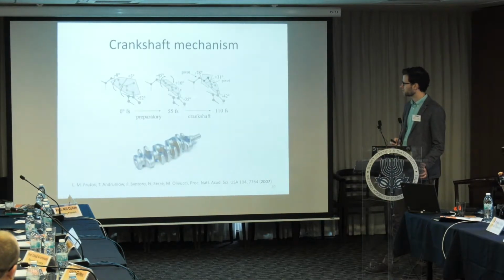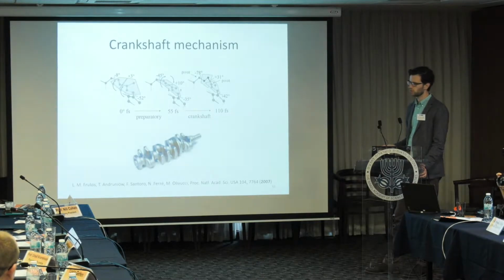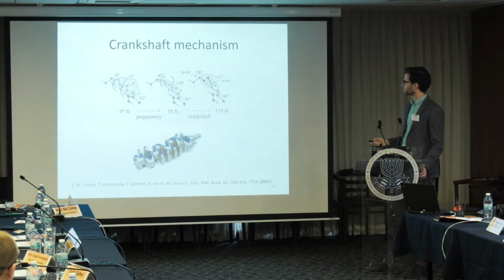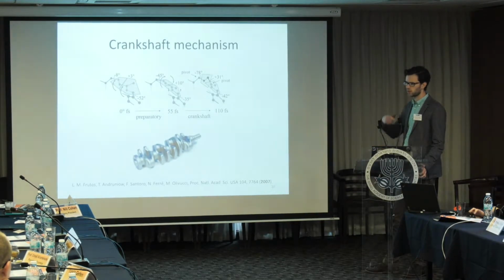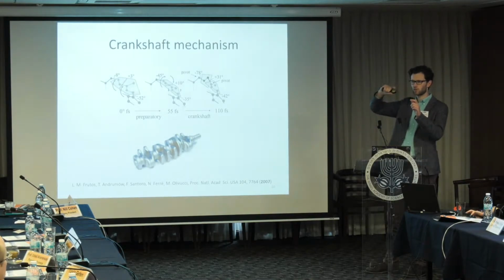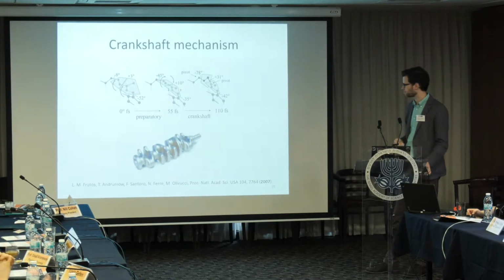So a few years later, the group of Massimo Olivucci from Italy came up with a crankshaft mechanism. They claim that instead of two double bonds, there is a whole series along the whole molecule, the so-called molecule backbone. There is a simultaneous twist of several double bonds. And because there are several double bonds, it's enough to twist them just by a little bit. It gives an overall rotation.